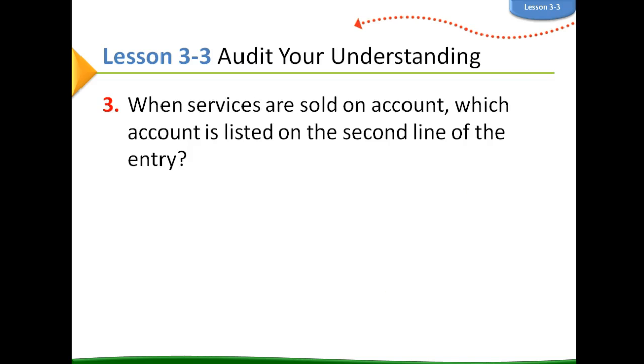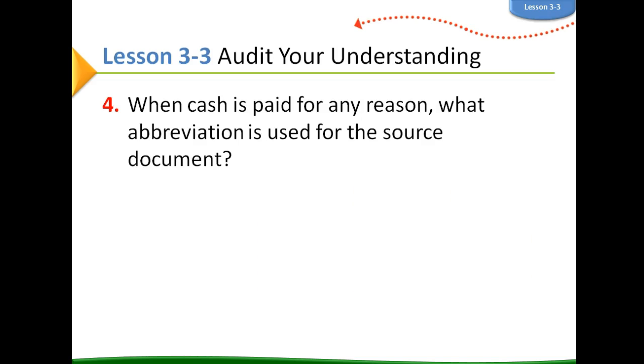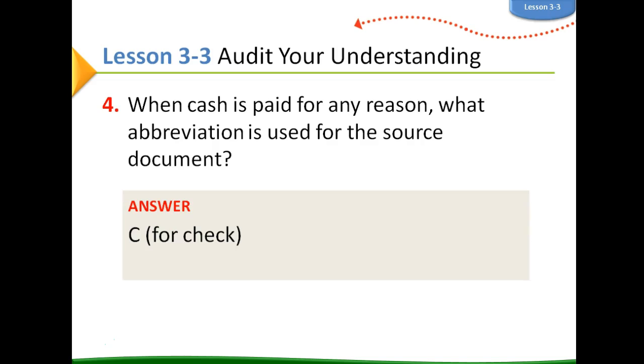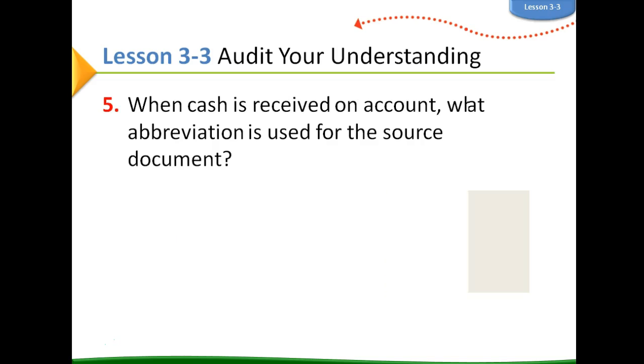When you sell services on account, which entry is listed on the second line? So again, which entry is going to be our credit? That's sales. When cash is paid for any reason, what abbreviation is used for the source document? So when we pay out cash, it's always C for a check, our check number that we're indicating the money was paid out. When cash is received on account, what abbreviation is used for the source document?